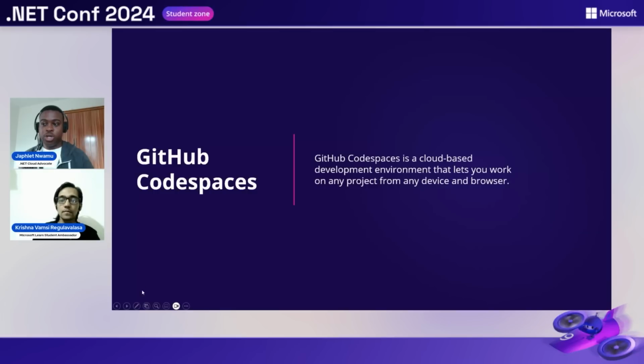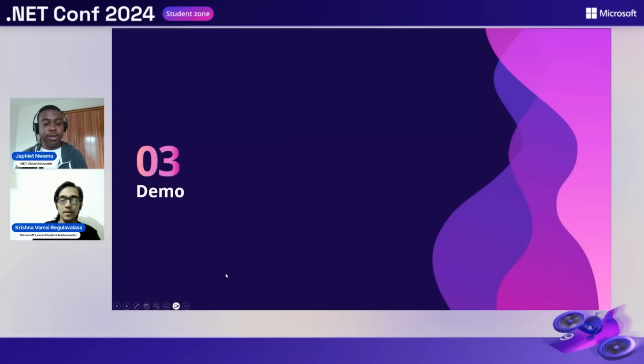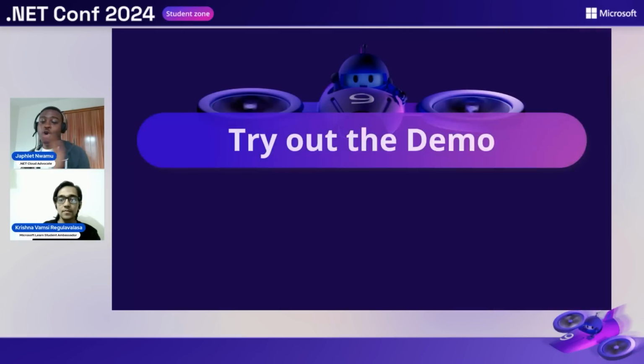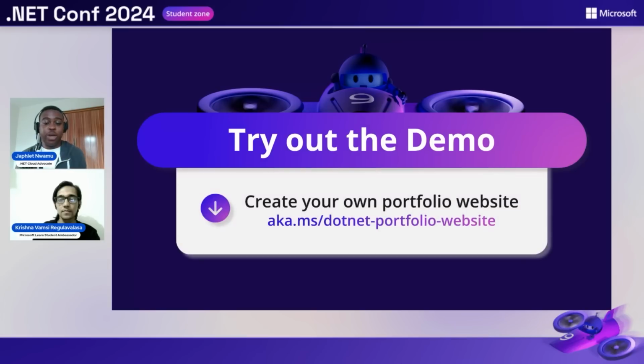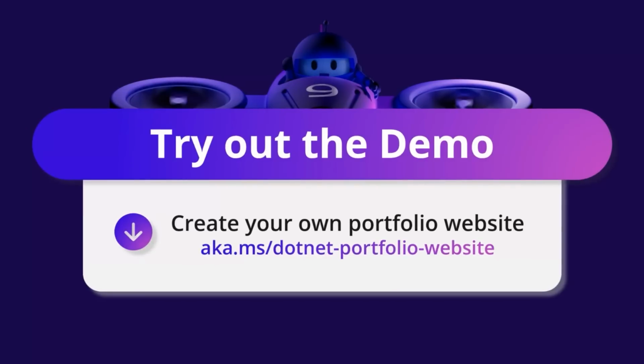Ready for this, Krishna? Yes, I am. Great. So for you all joining our session, you can try out this demo using the link that's displaying currently on the screen, and it should be somewhere on this specific stream. Try it out, aka.ms/net-portfolio-website. It's going to take you to a web browser, and let's show you how you can get started.